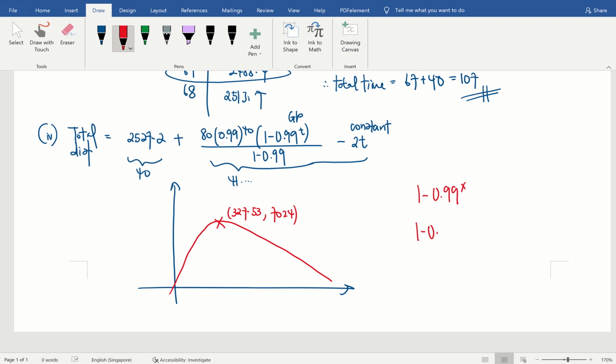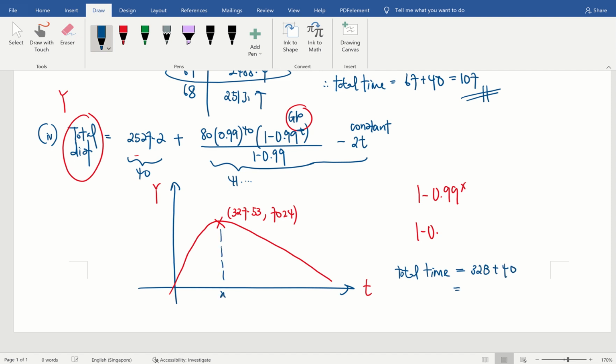And how do you know which axis to be sensitive to? Oh, okay, you keyed in your y equals, right? So y is your total distance, and this is your time. So this is t and this is y. Remember the t is for after the 40th minute, from the 41st minute. So the total time should be plus 40. Time is 328, then plus 40. Time is the x-axis. This is x and this is y. So my total time is 368.